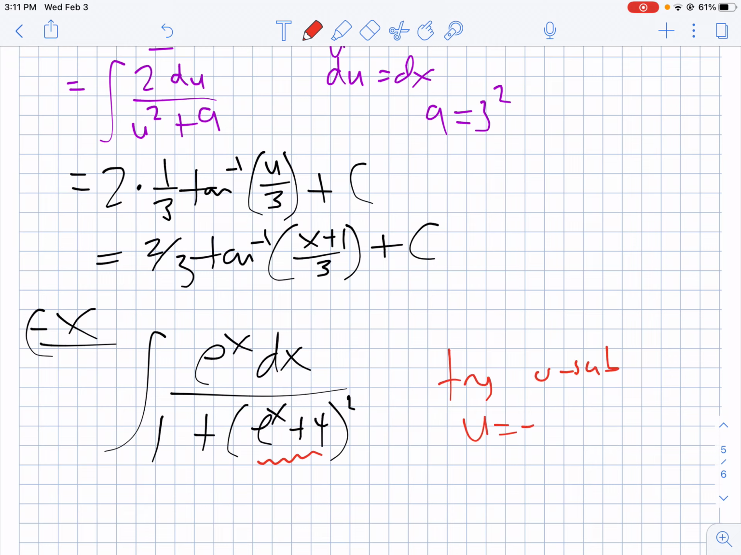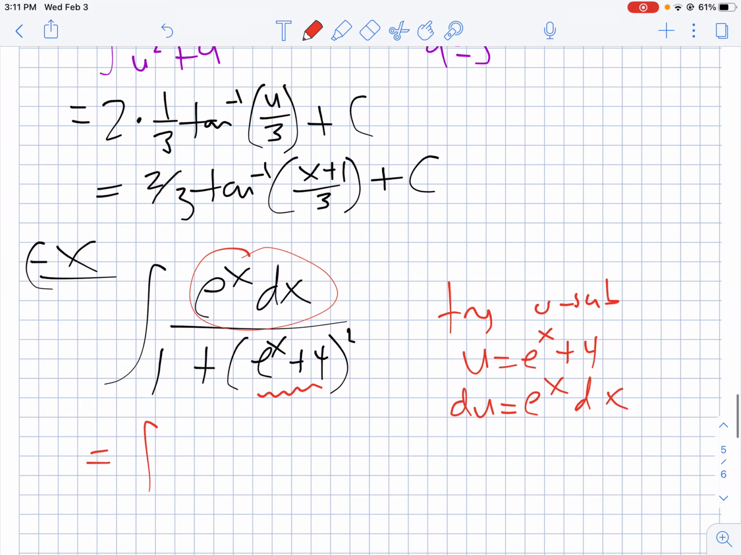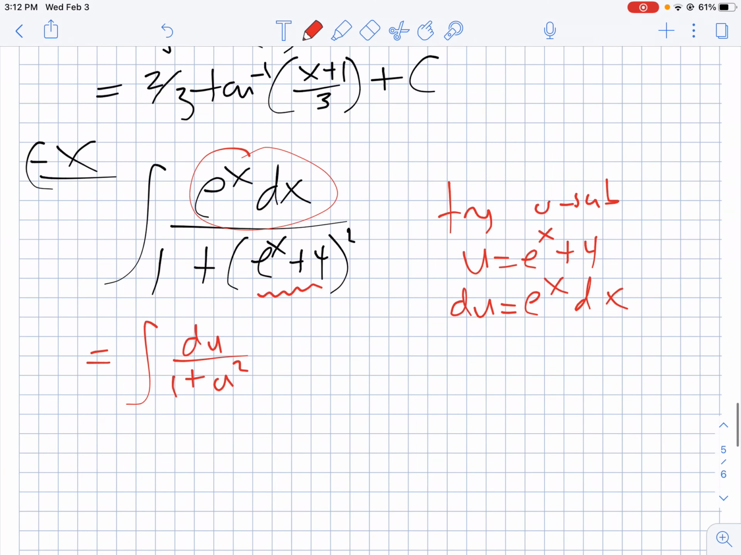And when you do that, your u is e to the x plus 4. The derivative of that is e to the x dx. And how beautiful, we have an e to the x dx. So this becomes the integral of du over 1 plus u squared. And then again, we're back to just the inverse tangent, right? This is just a beautiful problem. This is just inverse tangent of u, aka inverse tangent of e to the x plus 4.